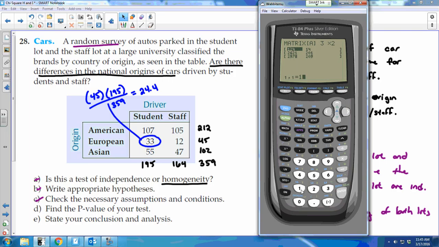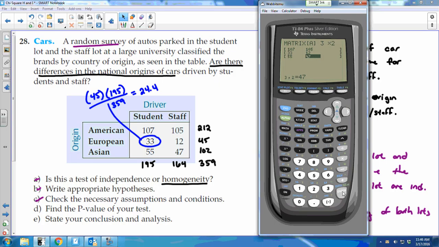All right, then we just fill in their numbers. So 107, 105. It goes across ways first. 33, 12, 55. So that represents our data that we currently have. Now, again, you could do it all by hand, and you could do that calculation for expected count for every single one of these. But again, if you're on the AP exam, you don't have time for that.